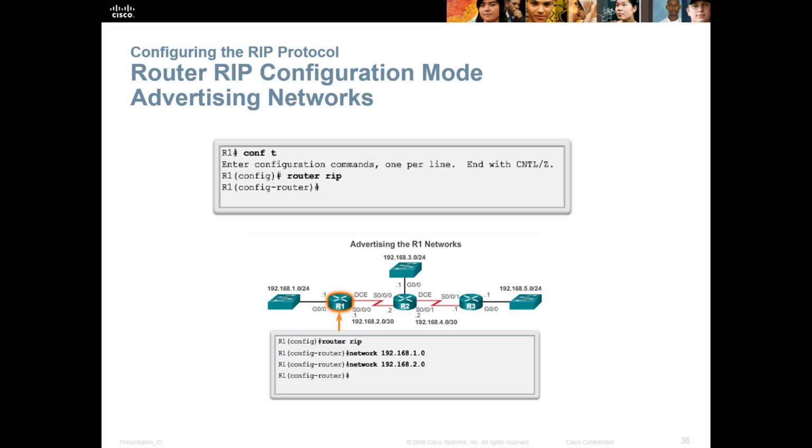So for router RIP configuration, what you do is you enter router rip. That will change the prompt to the appropriate configuration mode. Notice the router prompt here. And then you tell it the appropriate networks. If you do not include the subnet, then it's going to assume a classful network.